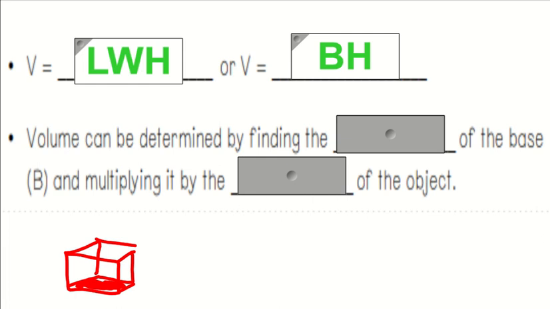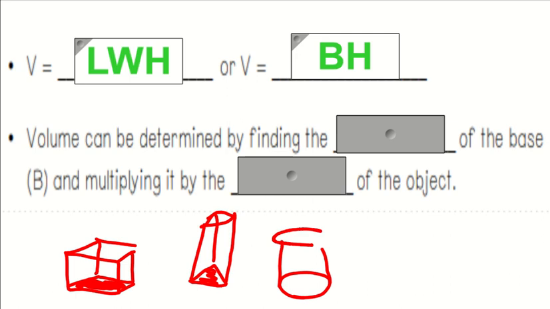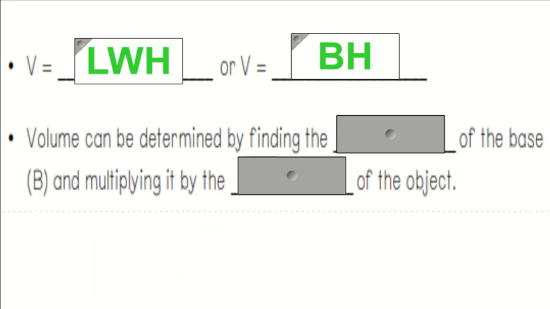If I had like a triangular prism, that's a very bad drawing, but we at least kind of get the idea. I would get the area of the triangle and multiply by the height. Next year for 7th grade, you have to do cylinders. Their base is a circle. Again, not the greatest of drawings, but you would get the area of a circle and multiply by the height. That makes sense? So that's what it means by base times height. Finding the area of the base and multiplying by the height.